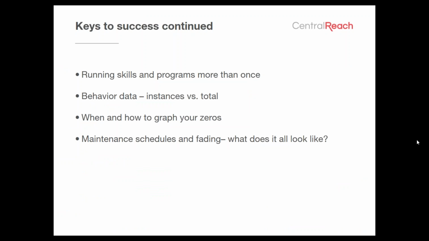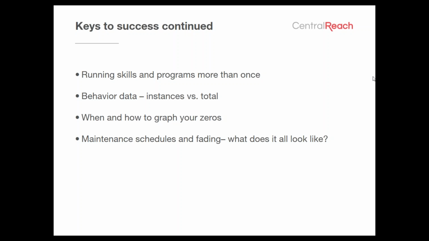All right, running skills more than once. I'm going to go into that real quick. Behavior data, instances versus total, when and how to graph your zeros, and we're probably going to skip the maintenance schedules because that's a little more of a complex training here, because I want to show you how to enter it in the new tree. All right, so real quick, running skills more than once.